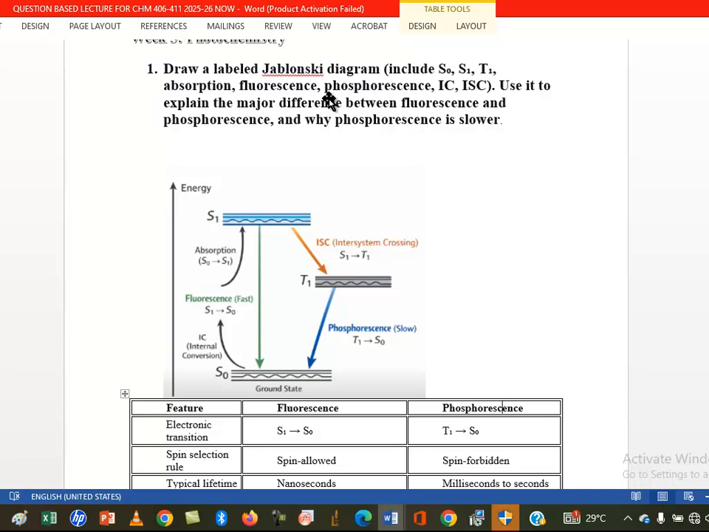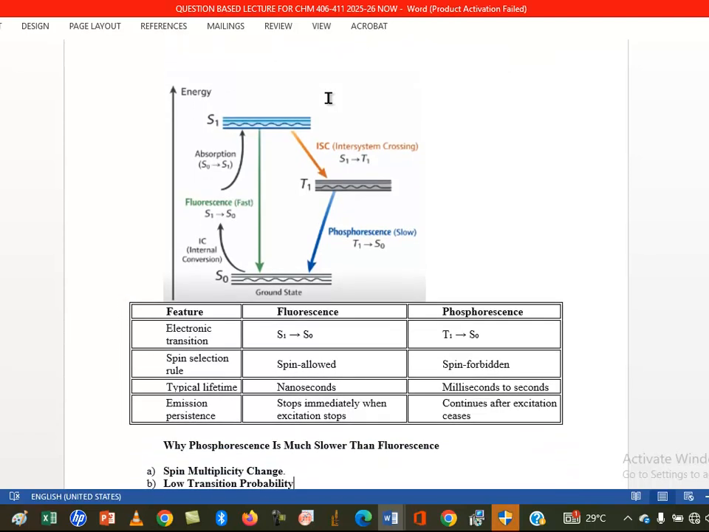So this is the Jablonski diagram, and you should be able to draw this. Now the second part of the question says you should use it to explain the major difference between the two. You can explain this if you wish, but you can also put it in tabular form if you are asked a question like this. What you have here is electronic transition.